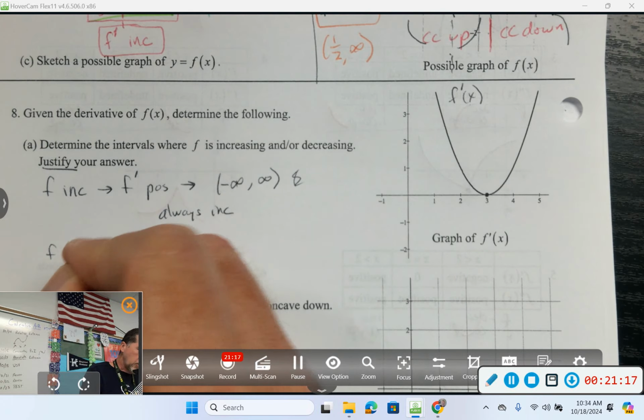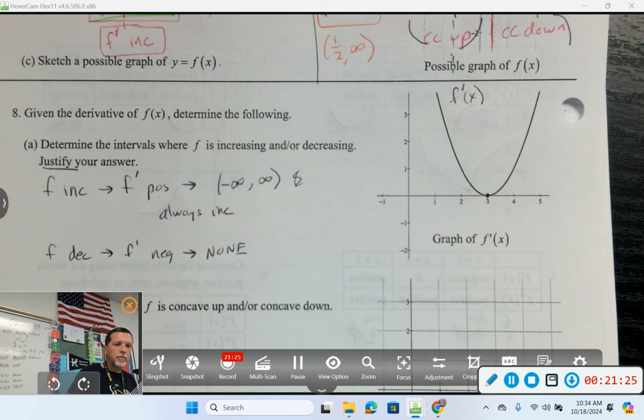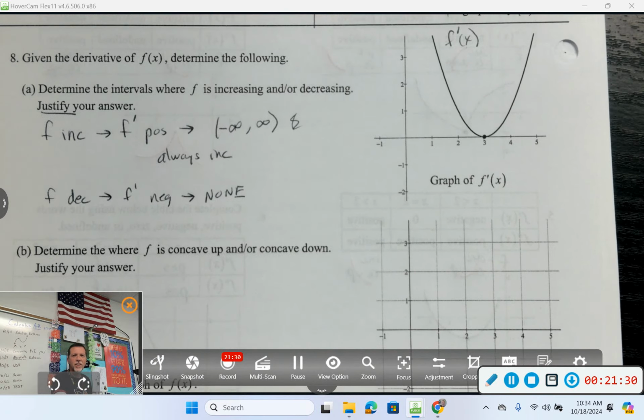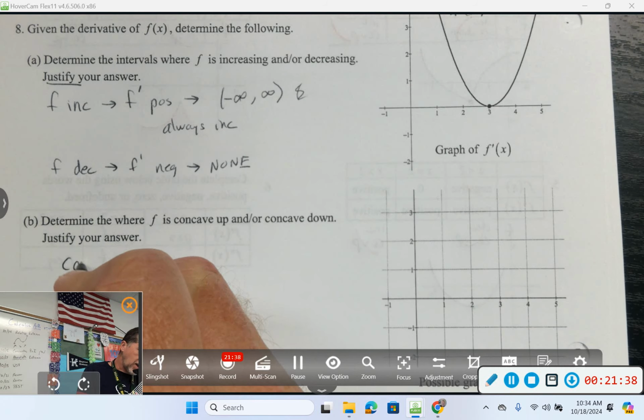So where is it decreasing? Where is f prime negative? Nowhere. Okay. So this is an always increasing graph. I think that actually makes it easier than the first one. Concave up, concave down.